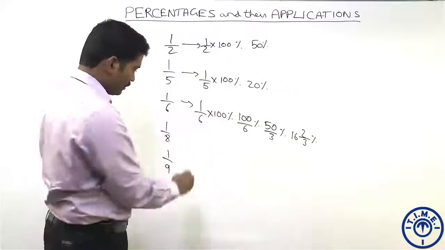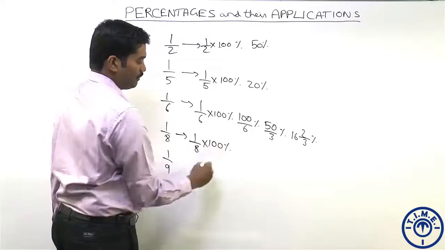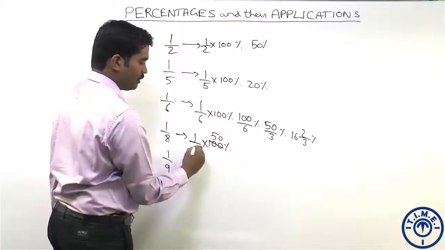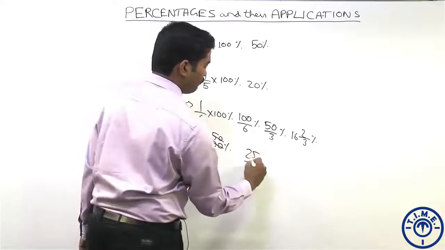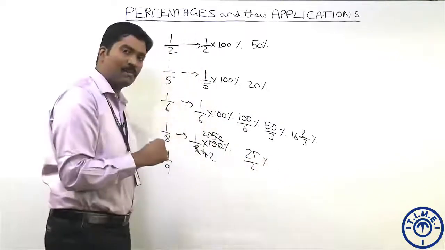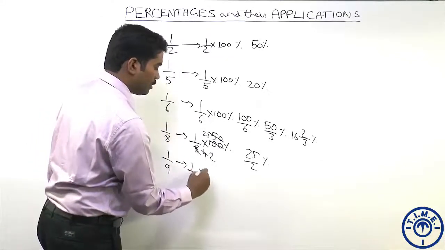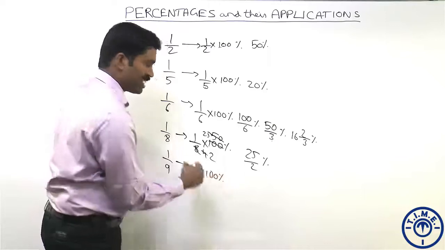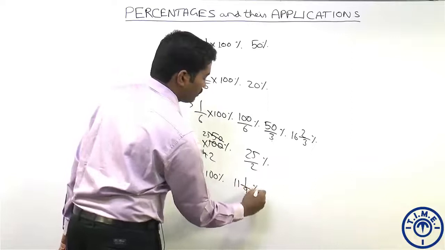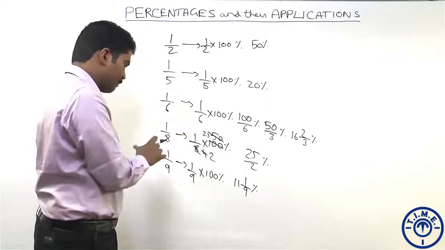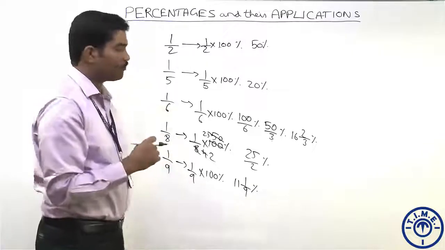Similarly, 1 by 8 into 100%. We can say there's a 50, there's a 4. Similarly, there's a 25, there's a 2. So it is 25 by 2% or 12 1 by 2%. Similarly, 1 by 9 into 100%, which is 100 by 9, which is 11 1 by 9%. So we learned that multiplying any fraction by 100% will directly give the fraction in terms of percentages.